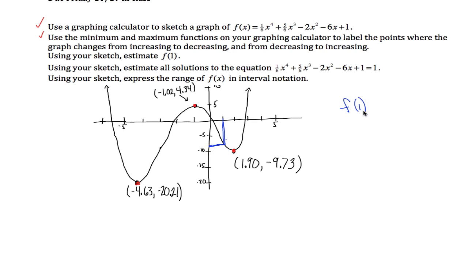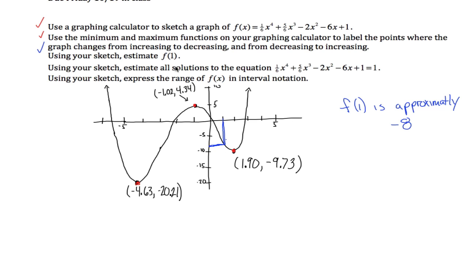So f of 1 is approximately -8. But I don't know, -6, -5, -9, any of those could be right depending on how your graph looks in this area. I'm not asking you to calculate an exact value. I want you to look at your graph and understand that the height of the graph when x equals 1 gives you f of 1.